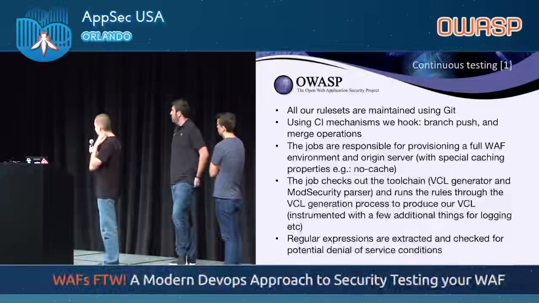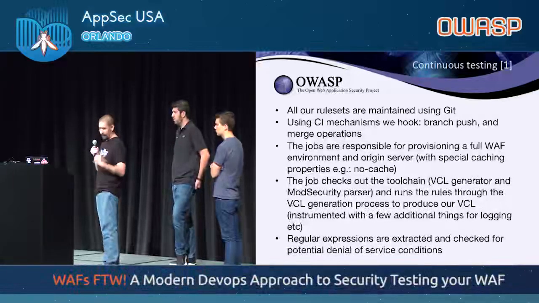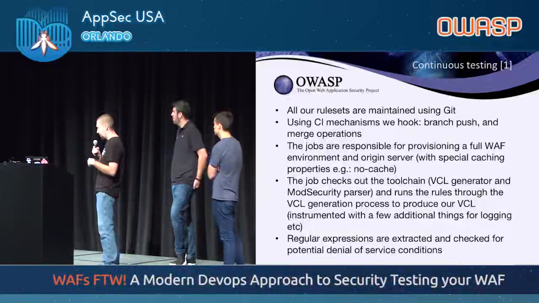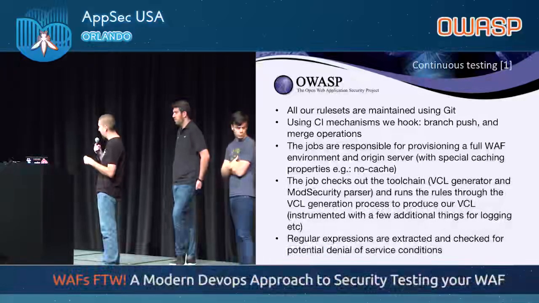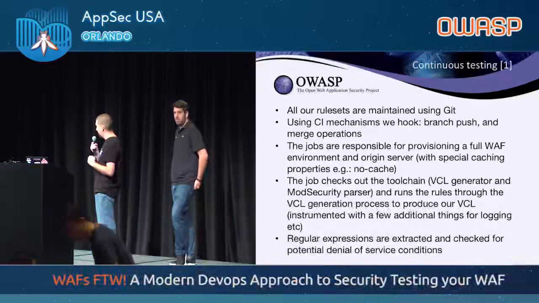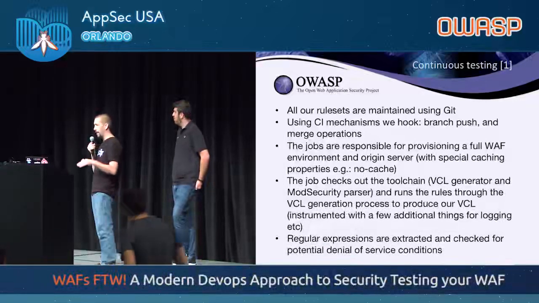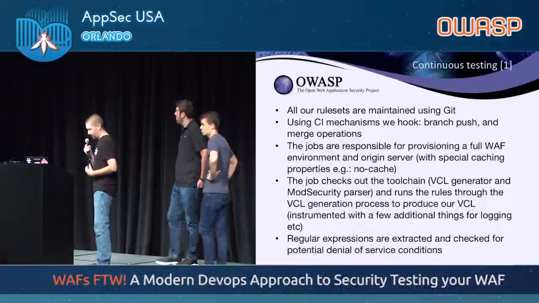So typically when there's a rule change, much like this system that was described by Chaim, we'll branch the rules, we'll update the rule, we'll typically create a pull request, and all our jobs will run on push and on pull, and it will provision an environment. It will set up an origin server with a special property. We want to instruct Varnish to not cache the data because it was interfering with our tests before. It checks out our tool chain, processes the rules, loads it, and then we're ready to go.